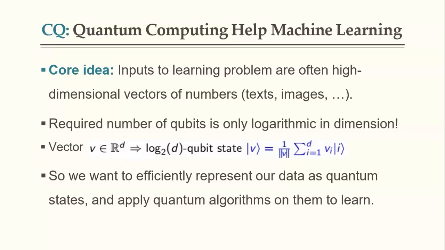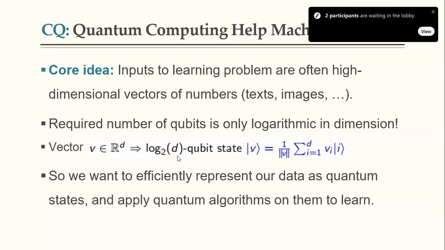This is the vector: v belongs to R to the power d, mapped to a log base 2 d qubit state. The state is |v> equals 1 over the norm of v times the summation from i equals 1 to d of v_i |i>. We want to efficiently represent our data in quantum states and apply quantum algorithms on them to learn. I will explain this equation, so listen carefully.